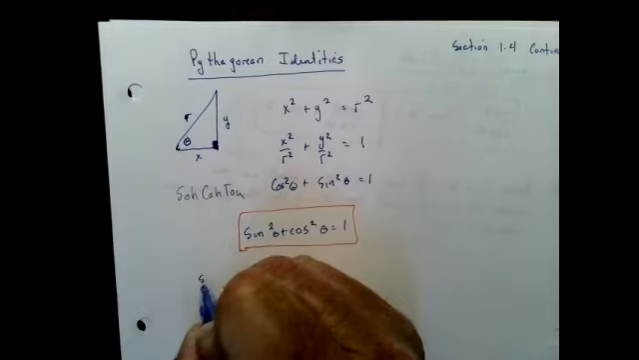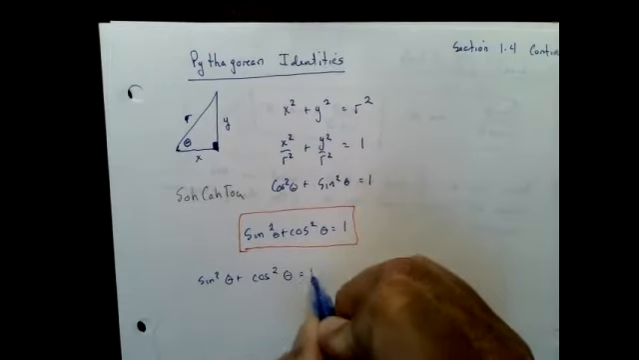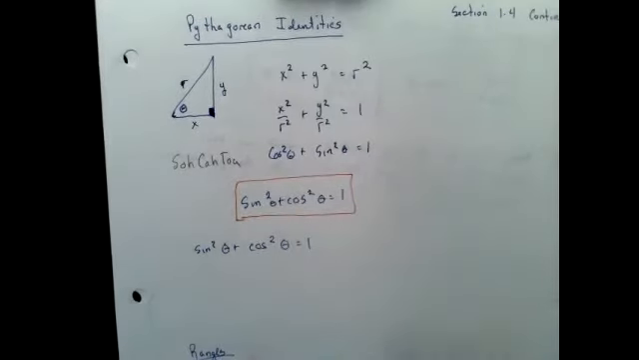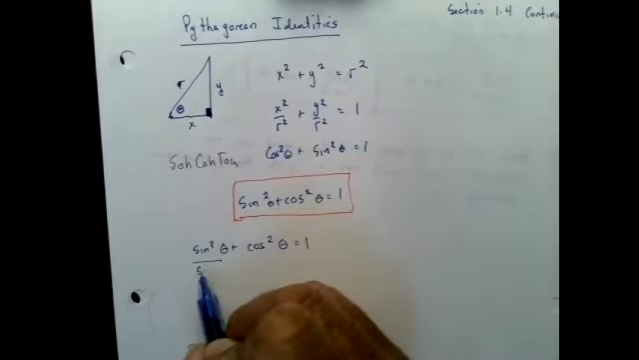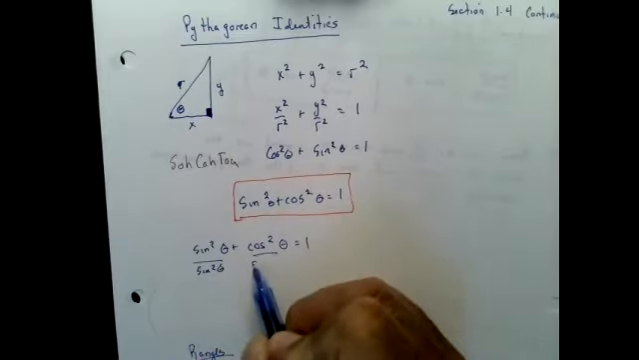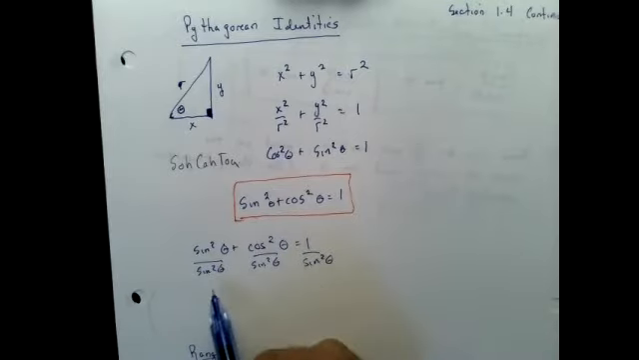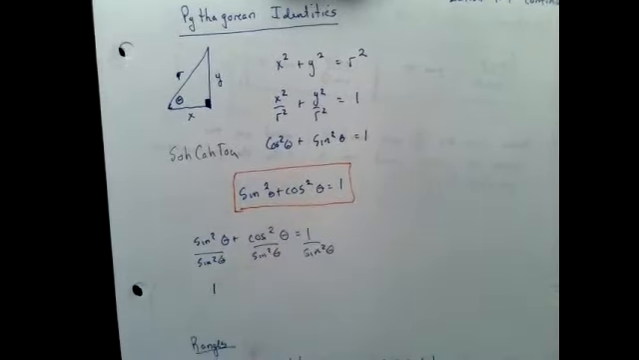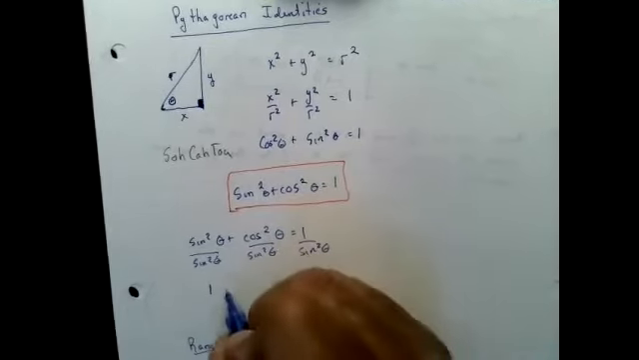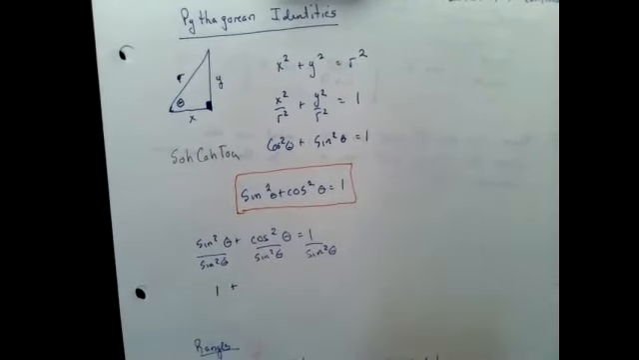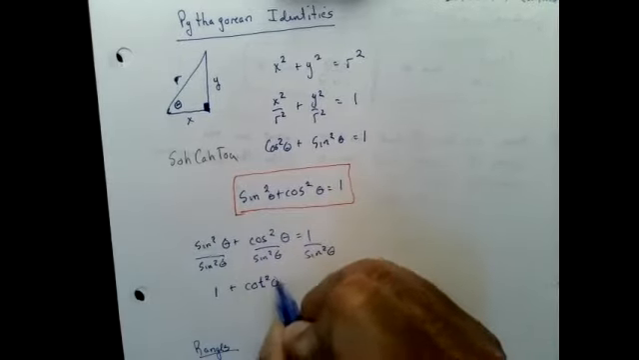But I'm going to take this sine squared of theta plus cosine squared of theta equals 1, and I'm going to come up with another identity. I'm going to take everything on both sides and divide it by sine squared. On the right side, sine squared over sine squared is 1. Nice. What was cosine over sine? Cotangent. Excellent. This becomes the cotangent squared.